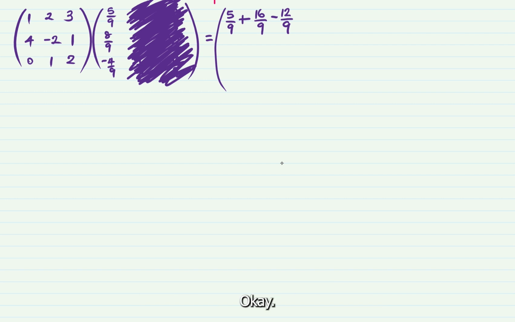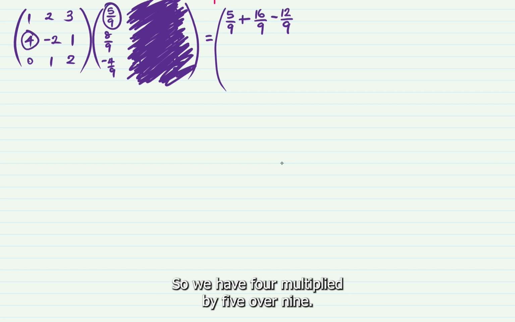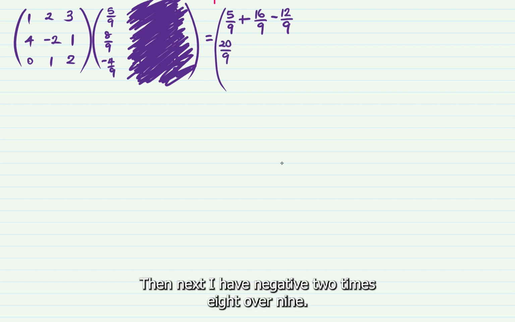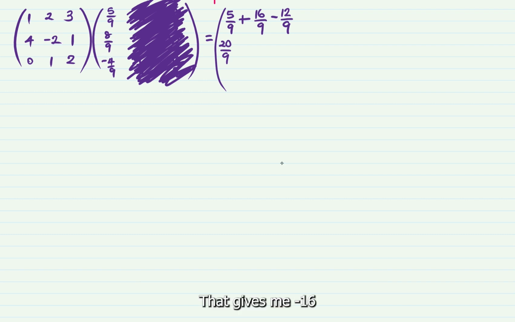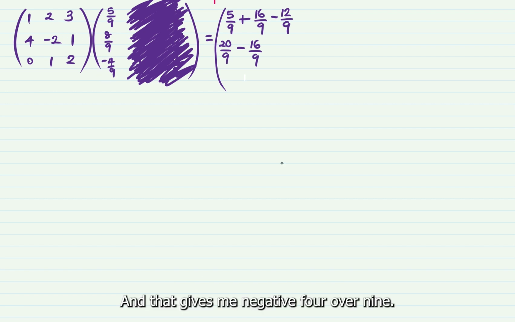Okay, we continue. We take the second row and then we multiply by each of these elements. So we have 4 multiplied by 5/9. That gives us 20/9. Then next I have -2 times 8/9. That gives me -16/9. And then next I have 1 multiplied by -4/9. And that gives me -4/9.